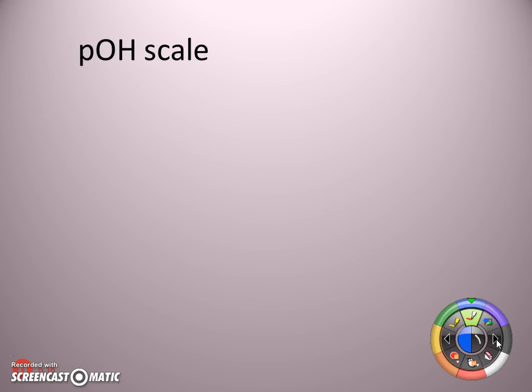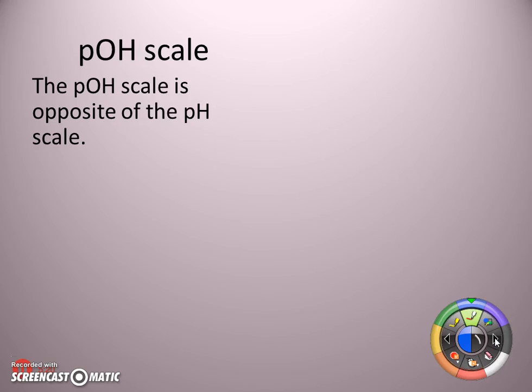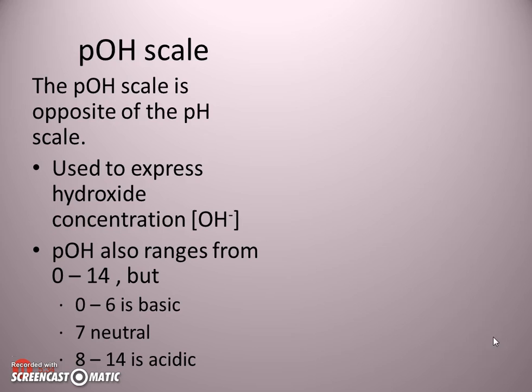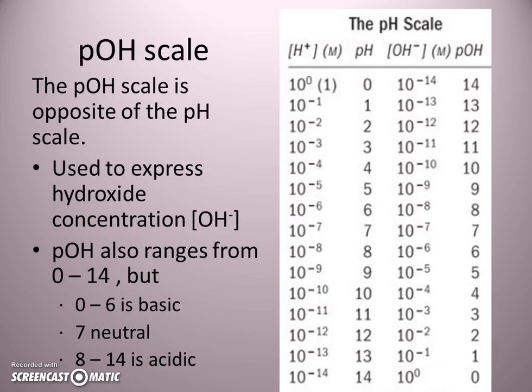Your pOH scale is going to be opposite of your pH scale. Since this is measuring how much hydroxide is present in the solution, it's going to be backwards. If you have an acidic solution, you're not going to have a lot of hydroxides floating around. So your scale is still going to go from 0 to 14, but 0 to 6 is going to be basic, 7 is still neutral, and 8 to 14 is now going to be acidic. You're going to have less hydroxides in that solution.